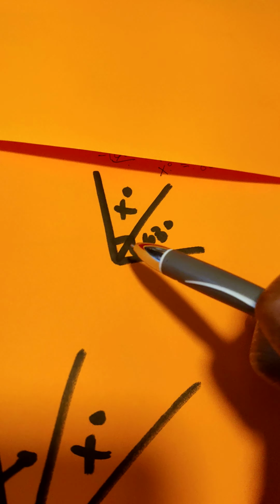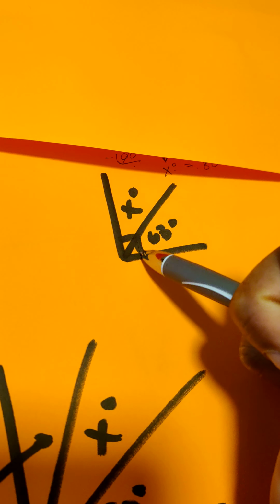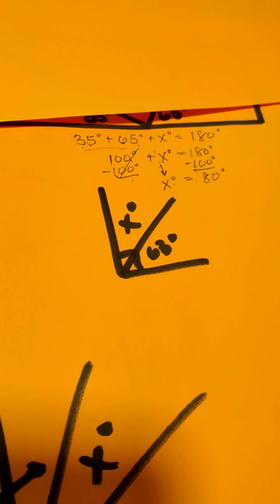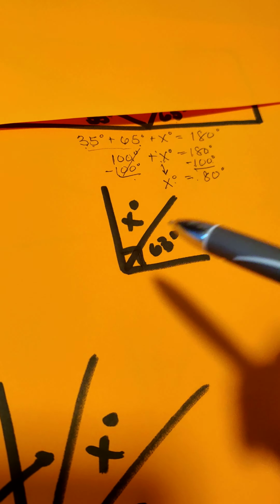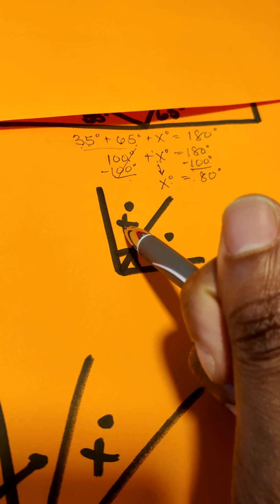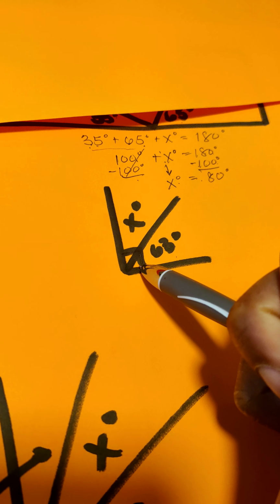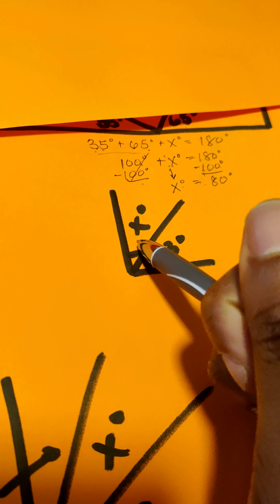First thing I want you to understand is, again, when you see this little box here in your angle, that tells you that it's 90 degrees. So this unknown plus this given angle must equal 90. So if this were 10, this would be 80.